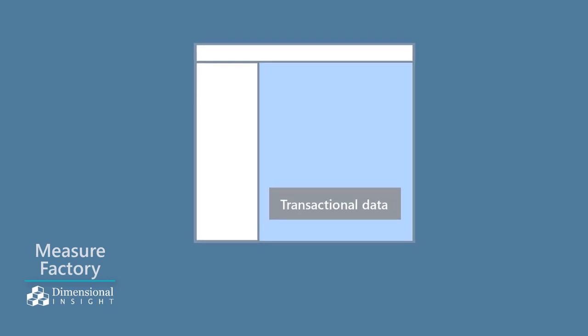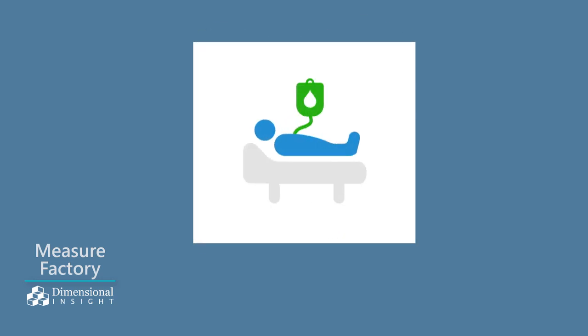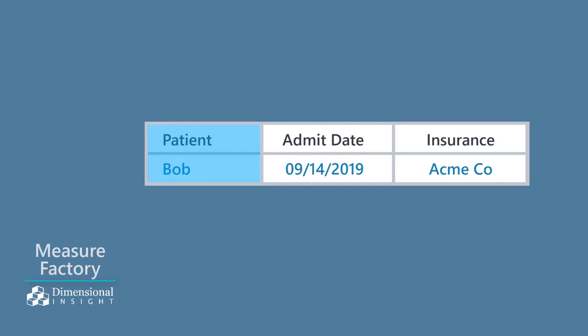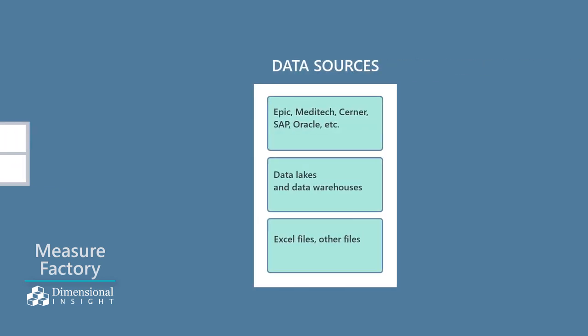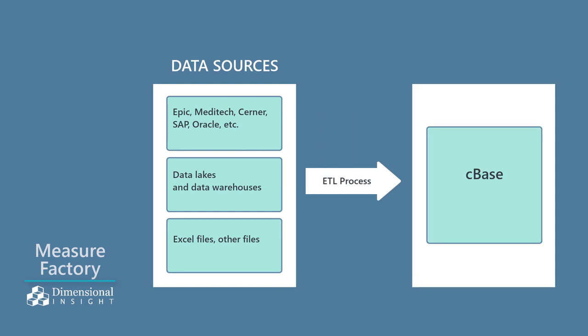Transactional data is data that documents an event. In a hospital setting, the event might be the admission of a patient, and the transactional data recorded for that event could include the patient's name, the date the patient was admitted, insurance information, and so on. The transactional data can be captured by your organization in a variety of different formats, but then undergoes the extract, transform, and load process to become a CBase that you can work with in ProDiver and process further with Measure Factory.